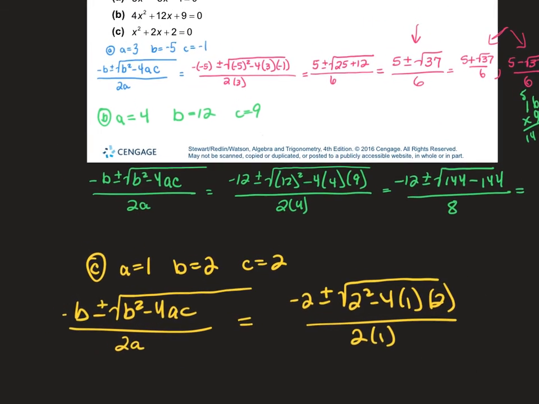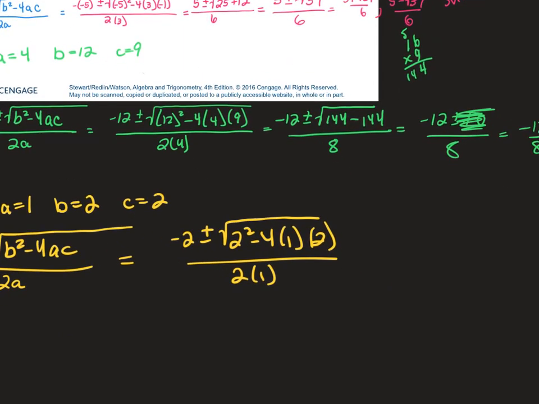Quadratic formula is not hard. It's just a lot for you guys to write down and a lot for you to keep track of. If you don't do it, you get confused, then yes, you're going to have your answer all messed up. So you just got to take your time, pay attention to what you're doing. If I simplify here, negative 2 plus or minus, 2 squared is 4, minus 4 times 1 times 2 is 8, all over 2. Everybody with me?